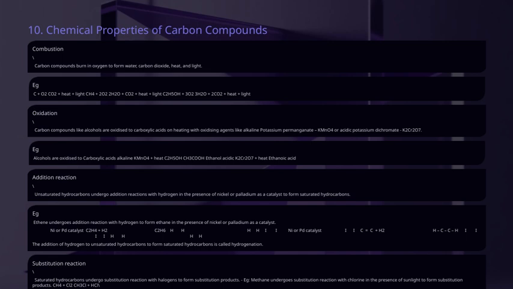So, in summary, these reactions, substitution, addition, oxidation, and combustion, are essential ways in which carbon compounds behave chemically, connecting to their roles in industry, energy, and organic chemistry.